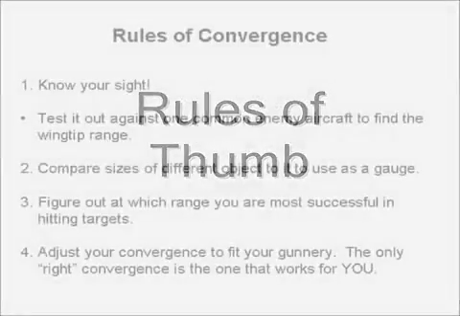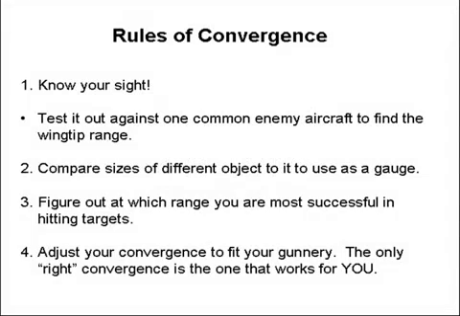Here's the rules of thumb. Know your sight. Test it out against one common aircraft, find the wingtip to wingtip range, and then compare different sizes of objects and use that as a gauge. Figure out what range you're the most successful in hitting targets, and then adjust your convergence to fit your skills. There's no right answer, and there's no book that'll tell you exactly what the best convergence is.